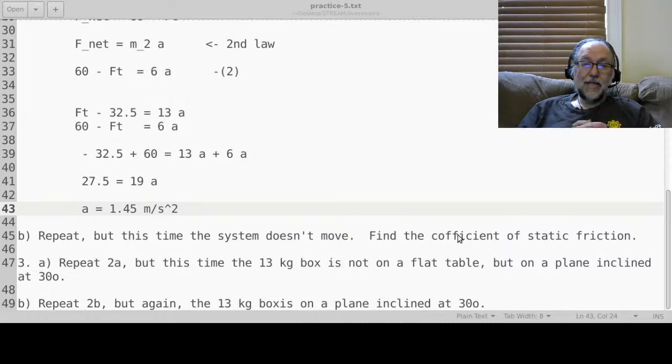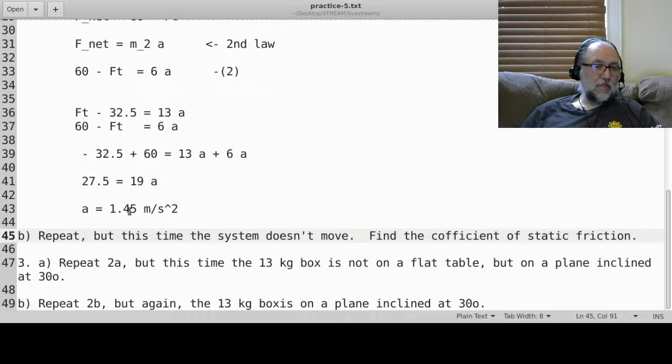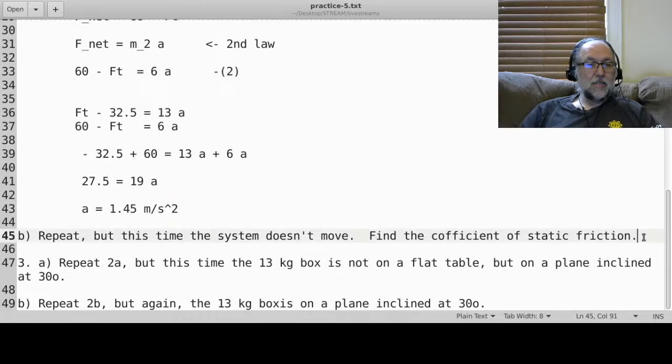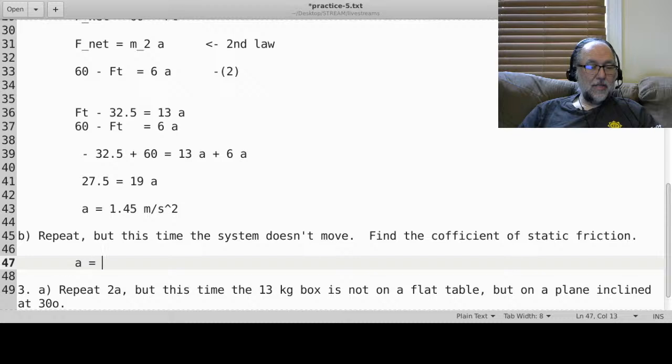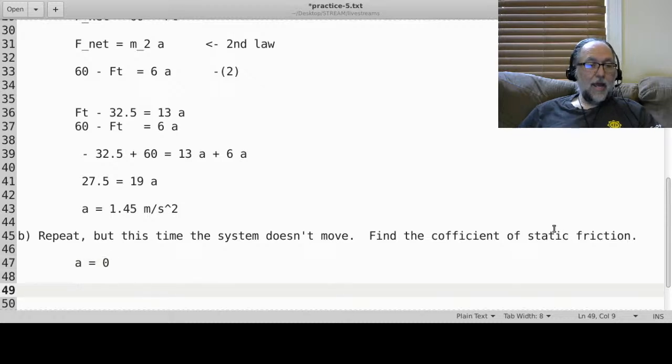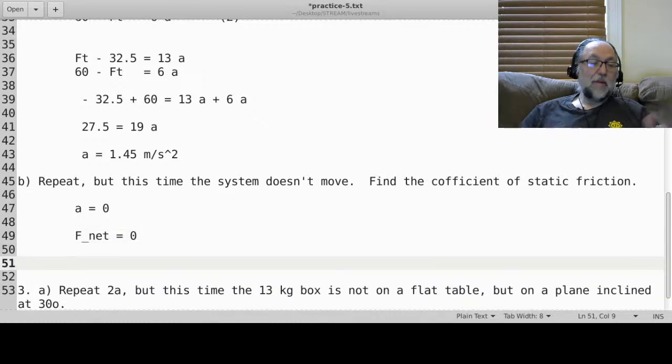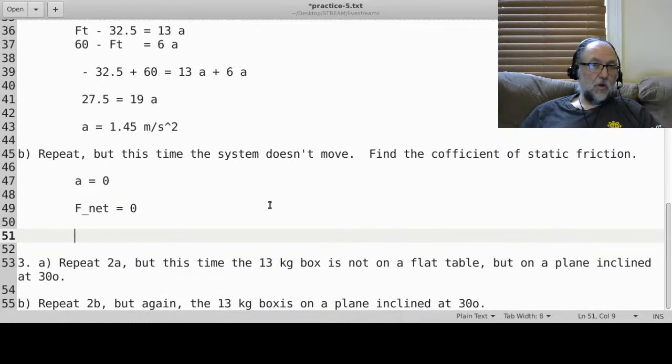The technique when you have no motion is basically you start with the answer that you got. Here, the acceleration was our final answer. In this case, we start off with the acceleration being 0. If the acceleration is 0, then you can conclude that F net is equal to 0 for both of the boxes, and that immediately puts a constraint on the forces. So let's do this problem.